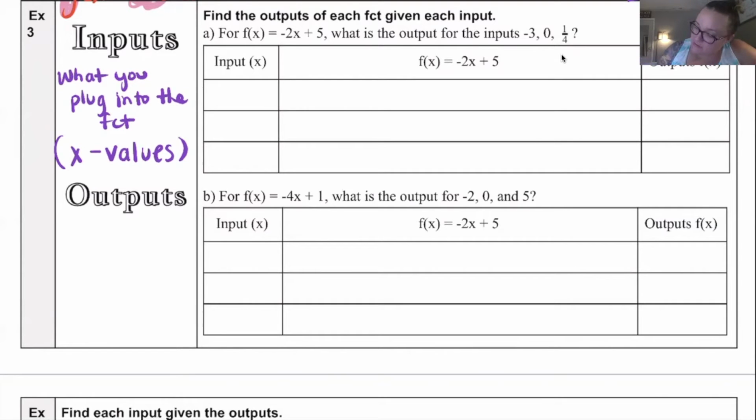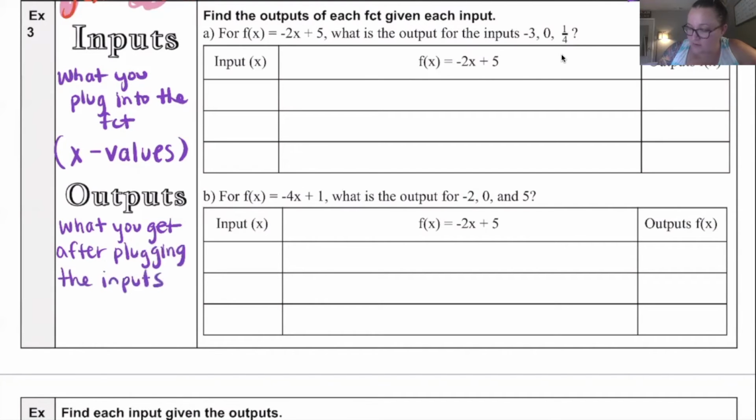So your outputs are what you get after plugging in the inputs. It's like what you get out of the equation. And normally those are always your y values in a typical function. So let's practice that. Part A of example 3 says, for f of x equals negative 2x plus 5, find the output for the inputs negative 3, 0, and 1/4.